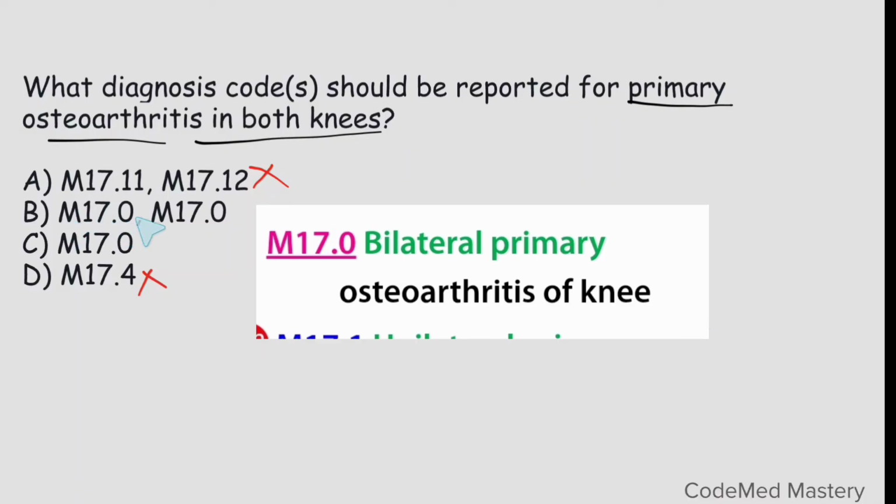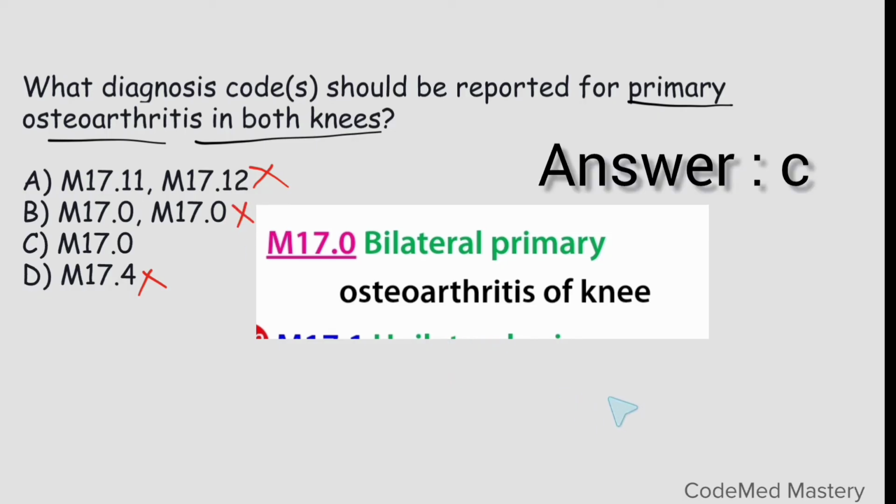In option B, they have mentioned M17.0 two times. We are not supposed to code it two times because M17.0 is for bilateral primary osteoarthritis of knee. So it covers both the knees, right and left. So we'll eliminate option B. Option C is the right answer. Next question.